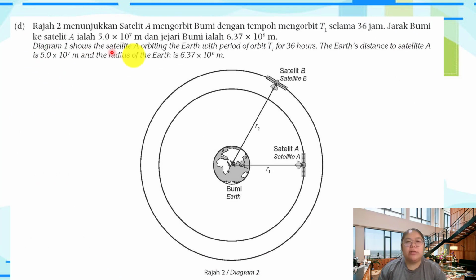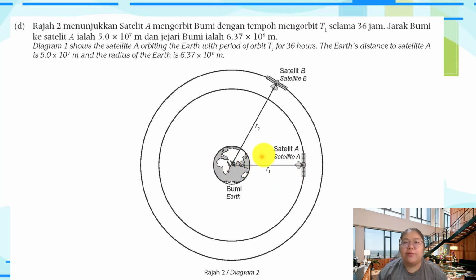Okay, then we continue with the diagram that shows the satellite A. Satellite A is here, then satellite B is further. T1, the orbit for the Earth with the period T1 is 36 hours for satellite A. Then the Earth distance to satellite A is 5 times 10 power of 7, and the radius of the Earth is 6.37. So that means the question never mentioned B, they just mentioned A only. So this one is the radius.